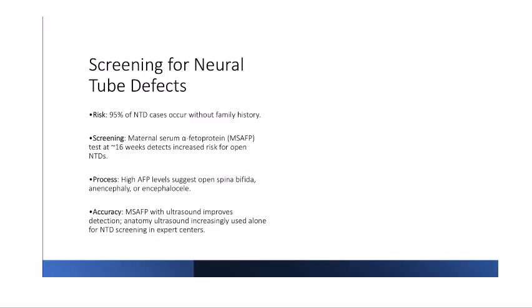Neural tube defects, or NTDs, have a high incidence even without a family history. The maternal serum alpha-fetoprotein, or MSAFP, test is performed around 16 weeks to detect open neural tube defects like spina bifida. High AFP levels are a warning sign. The MSAFP test is often combined with an ultrasound for improved accuracy, with anatomy ultrasounds becoming the primary tool for NTD screening in many centers.